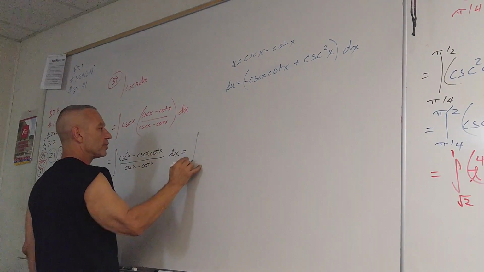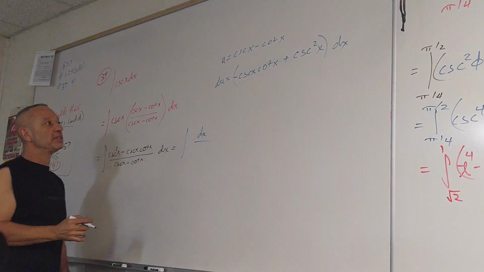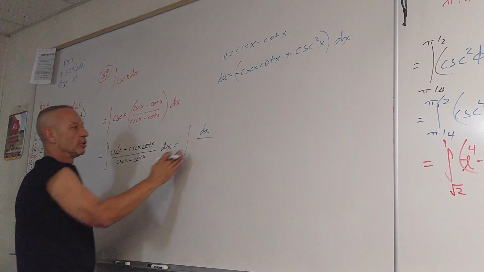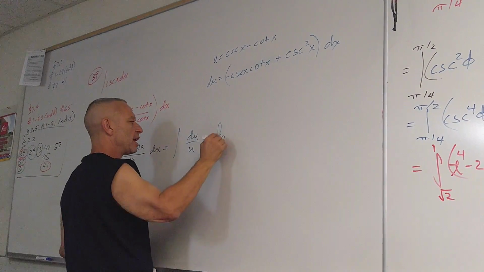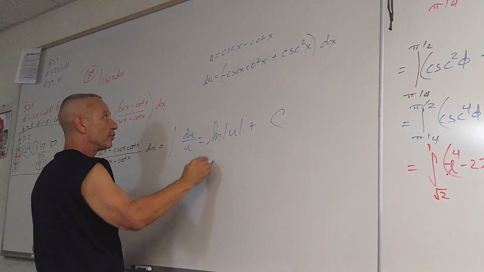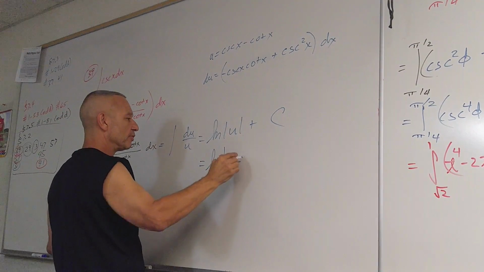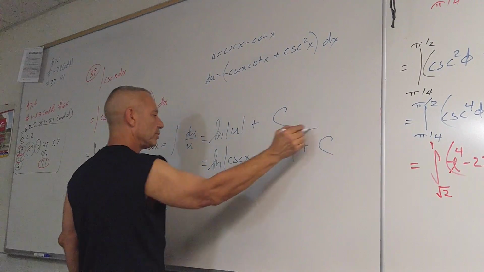So this is now the integral of du over u, which is ln absolute value u plus an arbitrary constant, which is ln the absolute value of cosecant x minus cotangent x plus c.